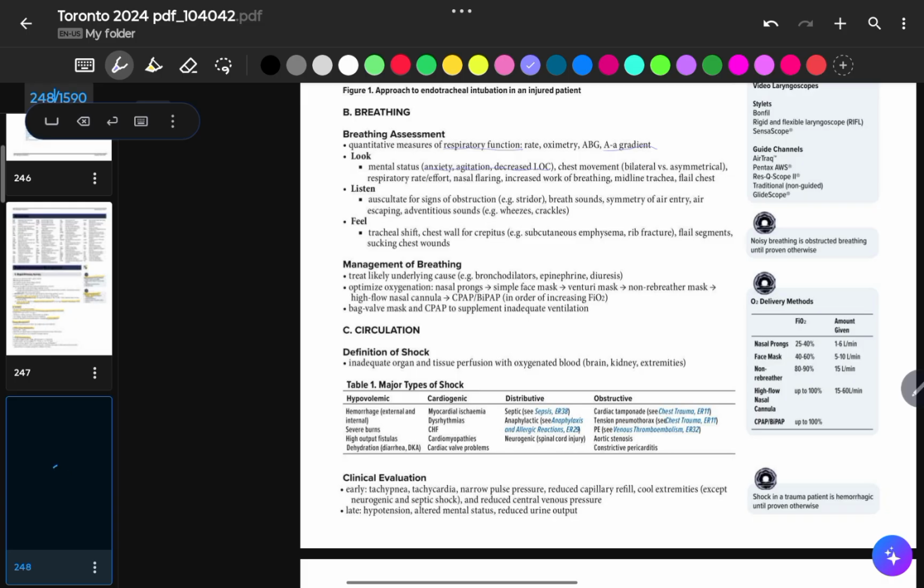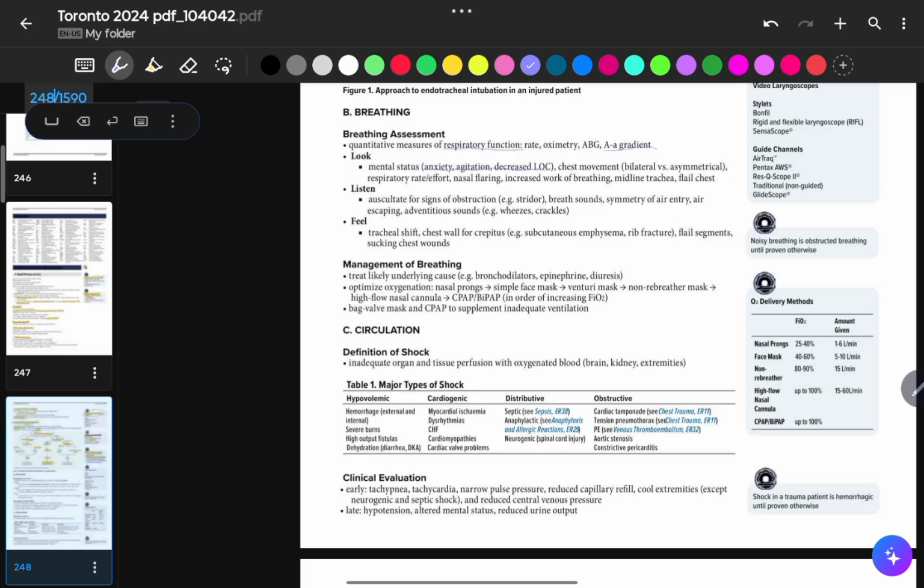Next, you want to check the chest movement. Is it bilateral chest movement? Is it asymmetrical? Respiratory rate and effort. Is the patient having any nasal flaring, increased work of breathing? Are they using their intercostal muscles? Are they using their abdominal muscles? Midline trachea. Is the trachea on the midline, or is it shifted? Any flail chest? All right.